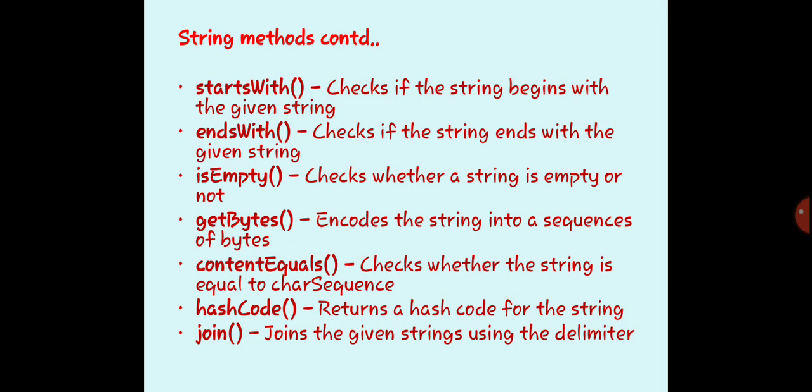Then isEmpty checks whether the string is empty or not, right? Then getBytes encodes the string and returns the sequence of bytes which matches the string. Then contentEquals checks whether the string is equal to the character sequence. For example, a character sequence ch equals hello. That is a character sequence. A string is "hello world" in double quotes, right? So when ch and s are compared, it will return true. Then hashCode returns the hash code of a string. Then join joins the strings, right?